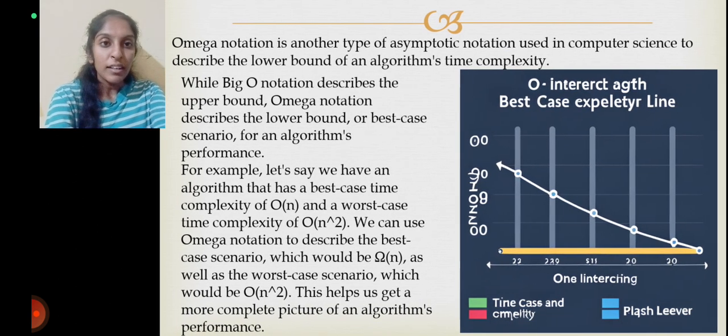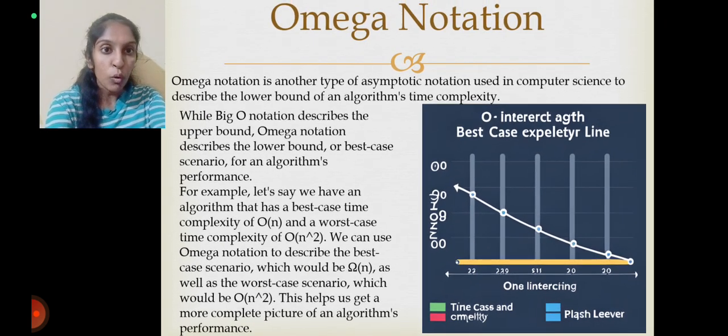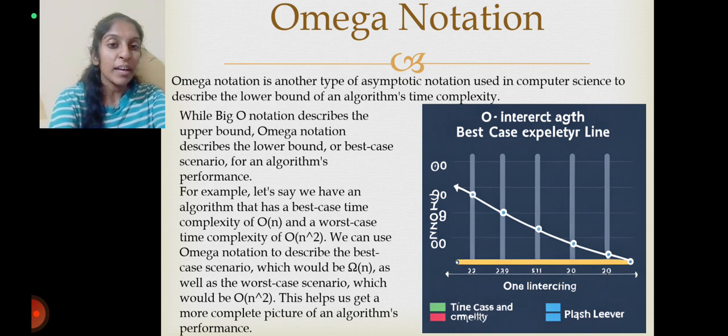For example, let's say we have an algorithm that has a best case time complexity of O of n and a worst case time complexity of O of n square. We can use omega notation to describe the best case scenario, which would be omega of n, as well as the worst case scenario, which would be O of n square. This helps us get a more complete picture of an algorithm's performance.